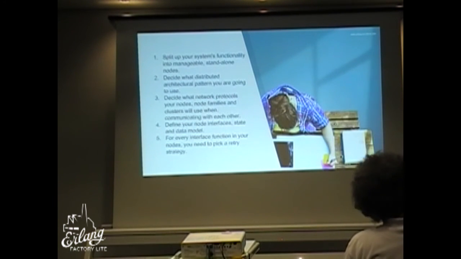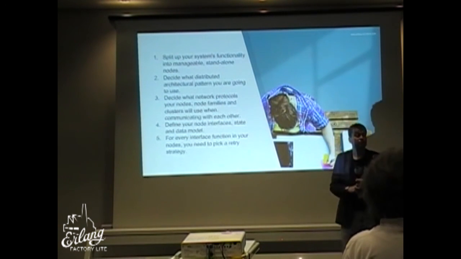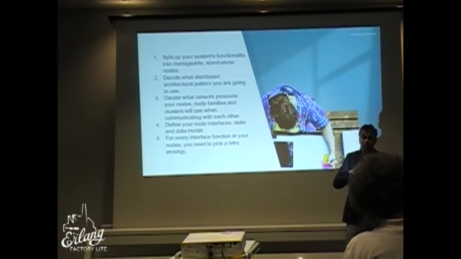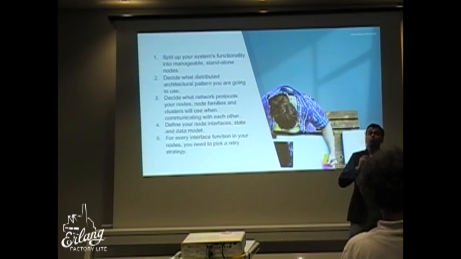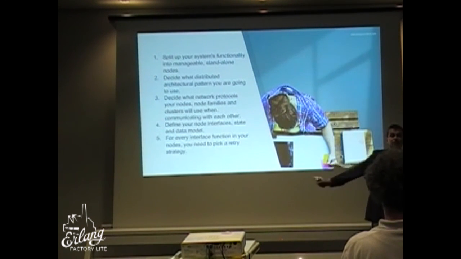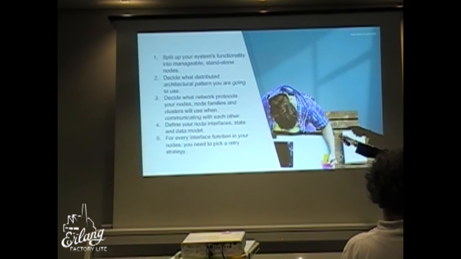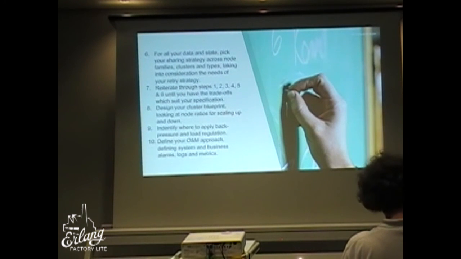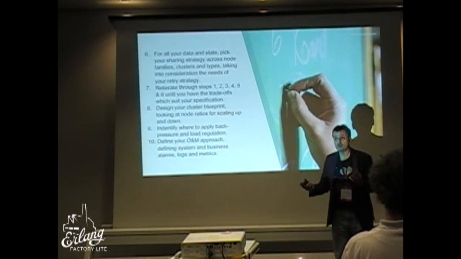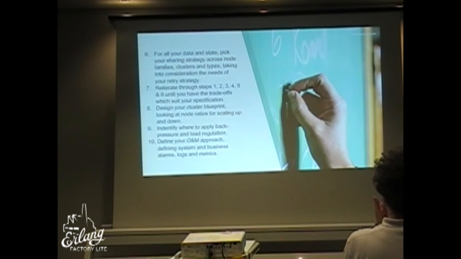Define your node interfaces, state and data model, and for every interface function, you need to pick a retry strategy. So you need to know if calling this function fails, what retry strategy do I need to use? And this is something I very rarely see done. And this is exactly what leaves your system in an inconsistent state at some point or another. And then finally, for all your data state, pick your sharing strategies across nodes, node families, clusters and systems.